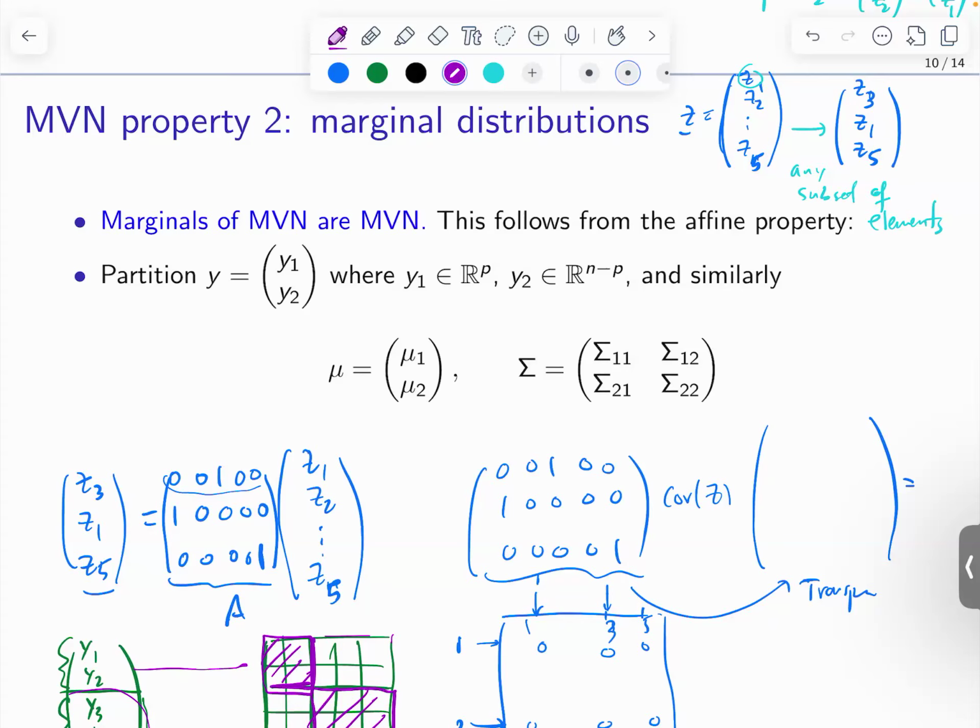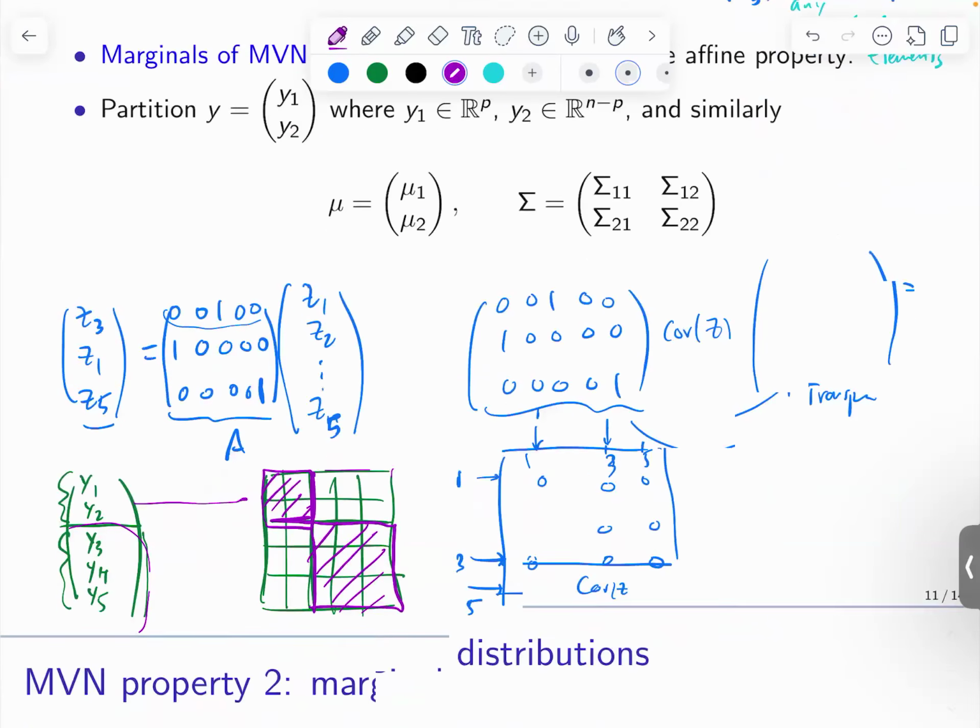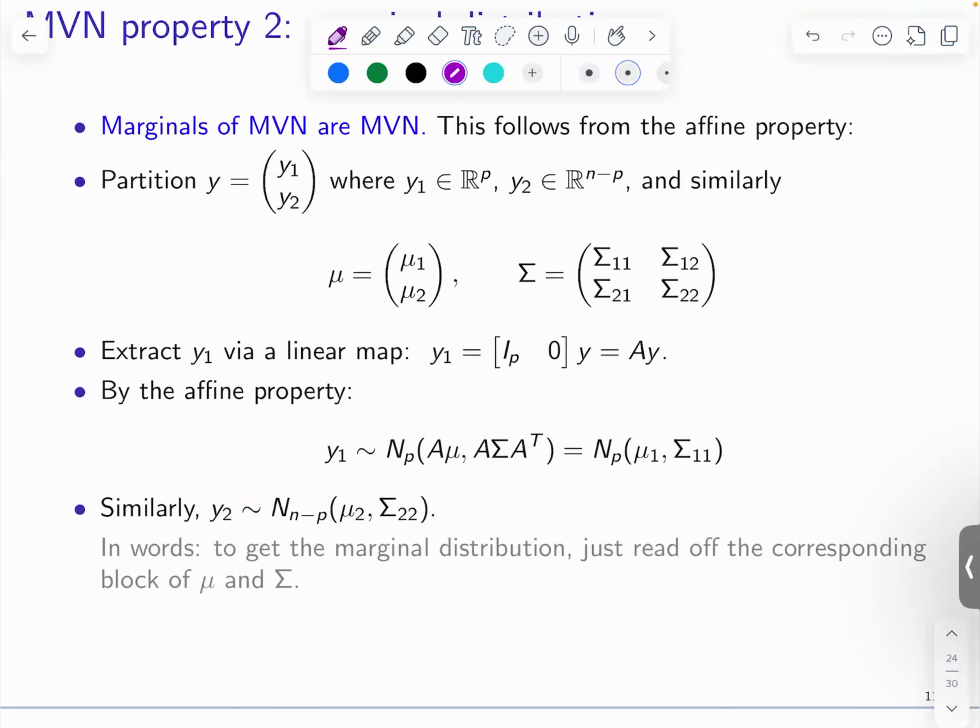Questions? Okay. Not really an independent property, marginals are like that. Yeah, this is doing the block thing, which I'll leave you to figure out.